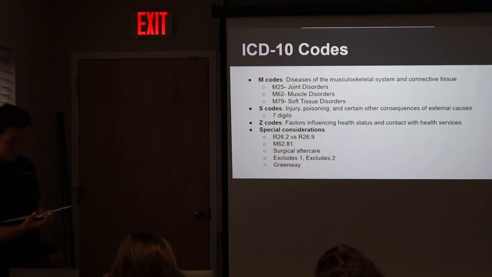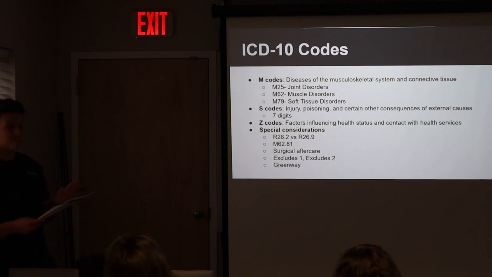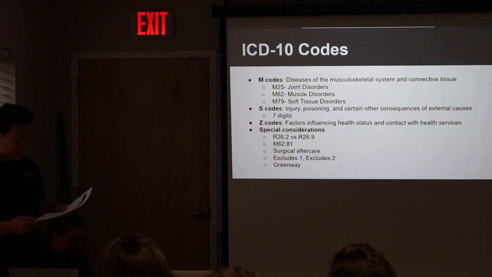M62 is muscle disorders. Most often, this is going to be used for disuse atrophy. I really only use the M62 category for disuse atrophy. There are a few other things that don't really fall under our scope, so we're not going to see a lot of those. And if you're concerned, just go to icd10data.com. They'll tell you all about it.